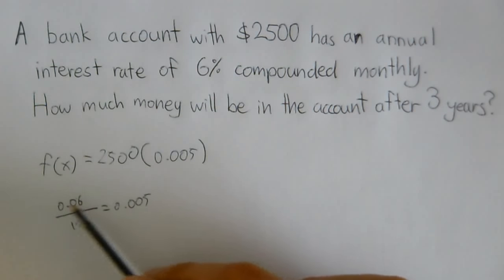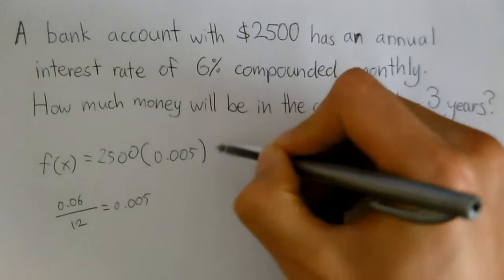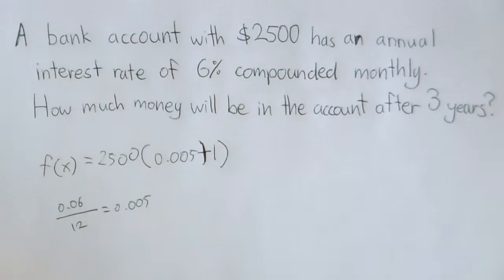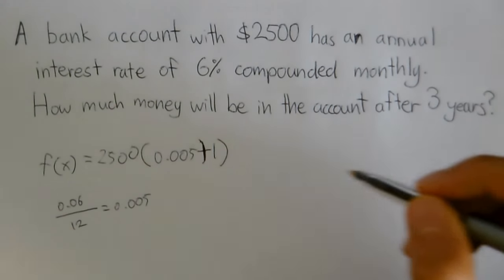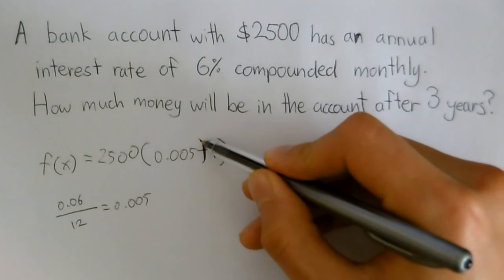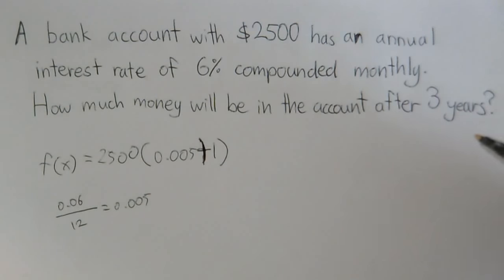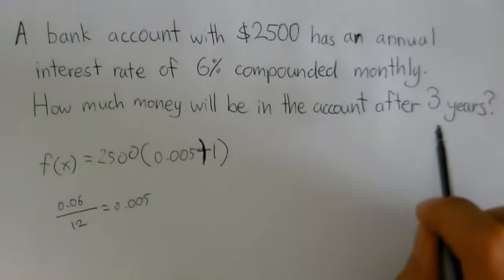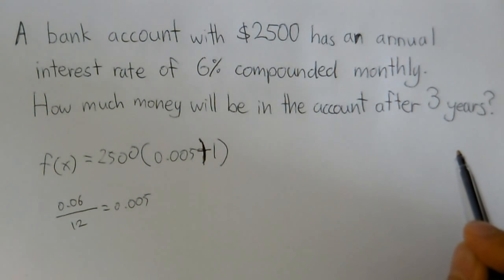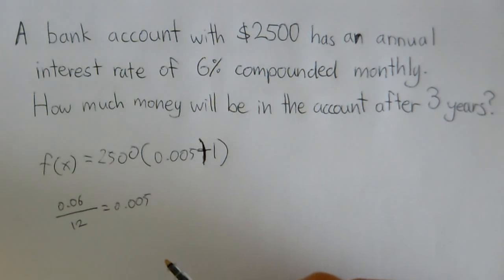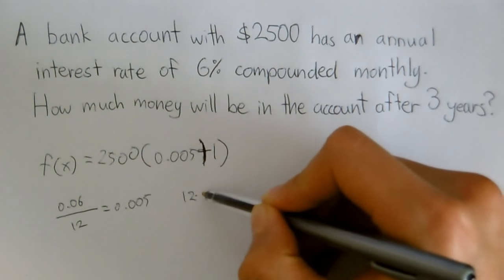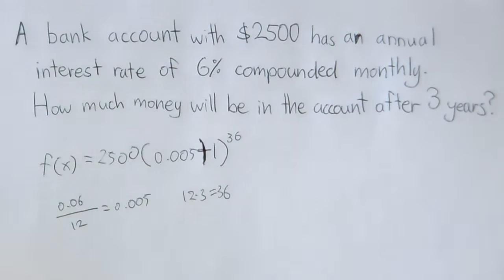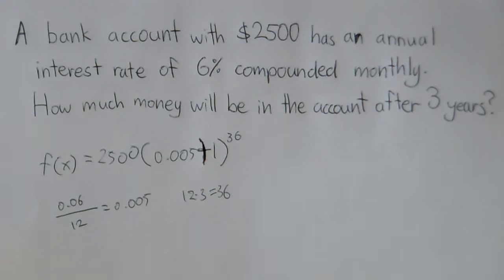We want to know the final total value, so I'll add 1 to this, so plus 1, and then we need to multiply this for 3 years. It's compounded monthly, which means a total of 12 times 3 times, which is equal to 36. So this will be multiplied 36 times.